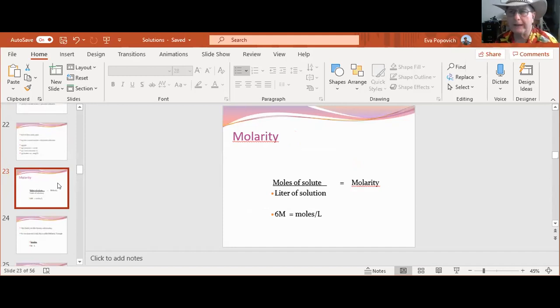Moles is found by getting, moles is found? You wouldn't know that I graduated with an English degree. Moles are found by taking grams, mass, and dividing it by molecular weight.